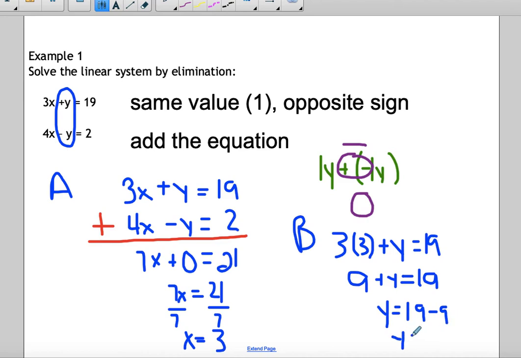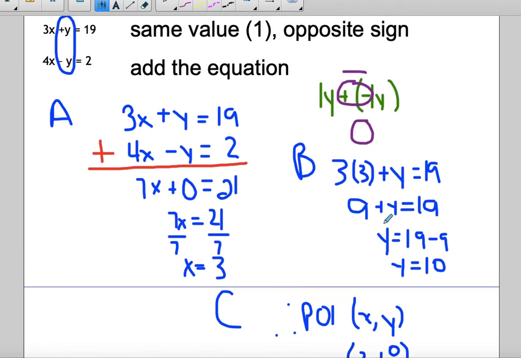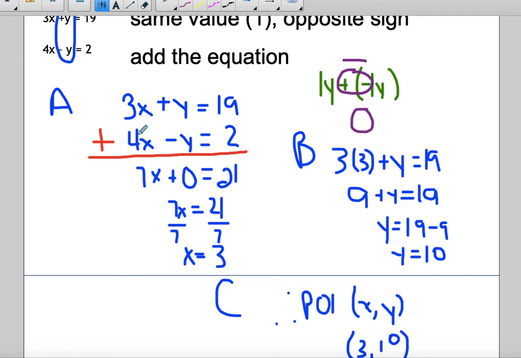And then part C, we say, therefore, the point of intersection given as a coordinate of x, y is equal to 3, 10. So that is solving by elimination when we add, because the signs are opposite.